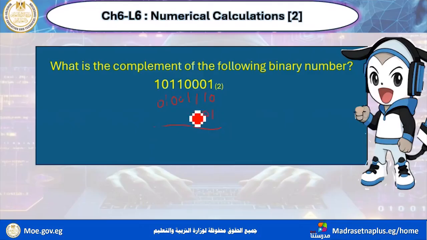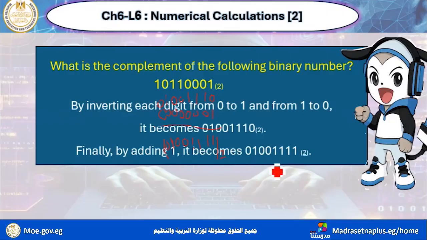What are the next? 0, 0, 0, 0, 0, 0, 0. Now, 0 plus 1 is equal to 1. 1 plus 0 is equal to 1. 1 plus 0 is equal to 1. 1 plus 0 is equal to 1. 0 plus 0 is equal to 0. 0 plus 0 is equal to 0. 1 plus 0 is equal to 1. And 0 plus 0 is equal to 1. Here is the complement in a very easy way. And don't forget the base 2.